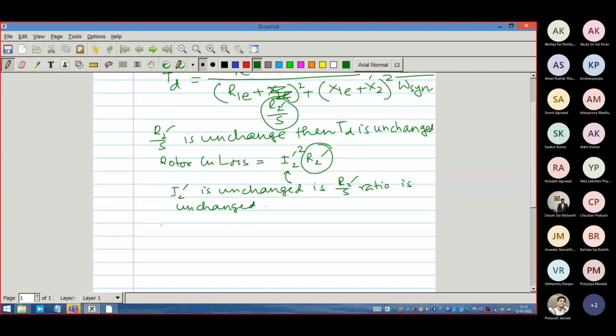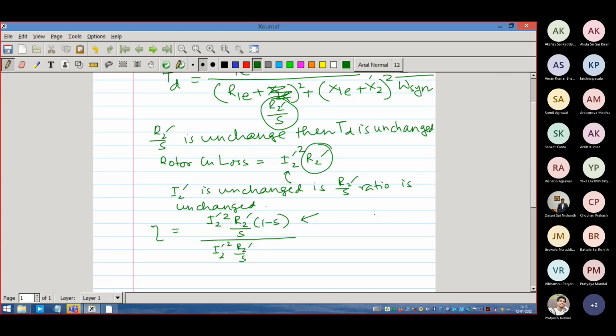Let us take this thing. Let us say the efficiency of the machine. What is the efficiency of the machine? It is how much output power you are getting. I2 dash square into R2 dash by S into (1 minus S) is the output power you are getting. And how much input power you are pushing into the machine, which is I2 dash square into R2 dash by S. I am talking about the rotor side only, neglecting stator side loss in this.